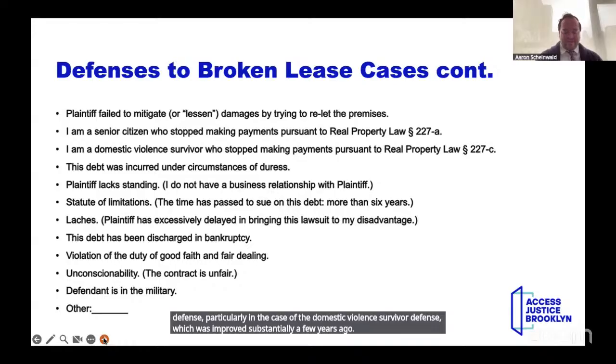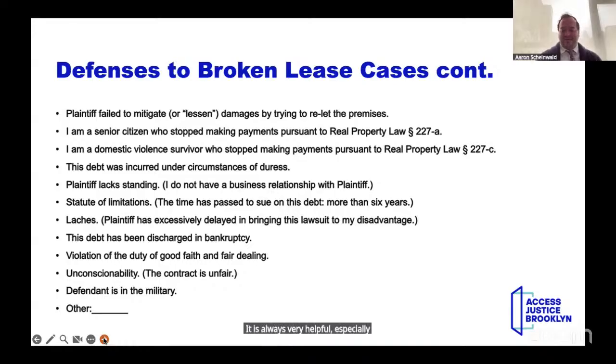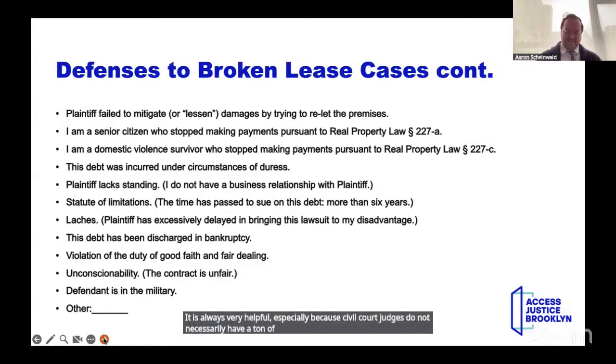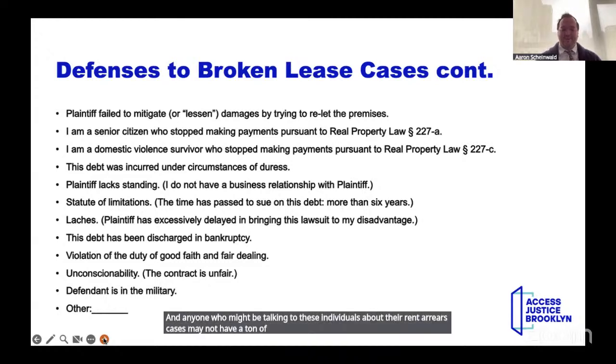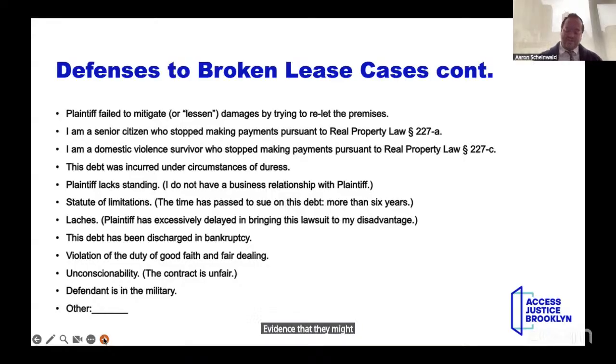It is always very helpful, especially because civil court judges do not necessarily have a ton of experience with landlord-tenant proceedings. And anyone who might be talking to these individuals about their rent arrears cases may not have a ton of landlord-tenant experience to help someone flesh out their specific defenses, talking about documents that they might need, evidence that they might need, putting together a timeline, all of those sorts of things.